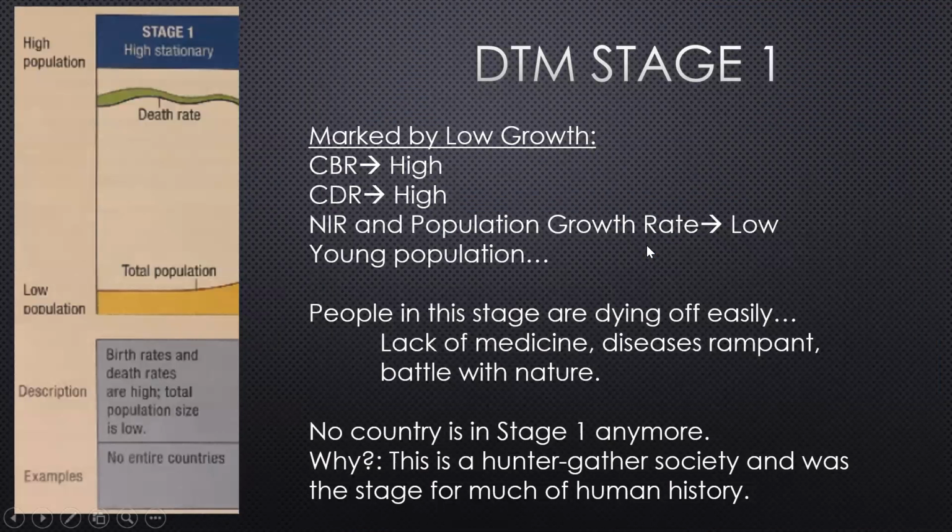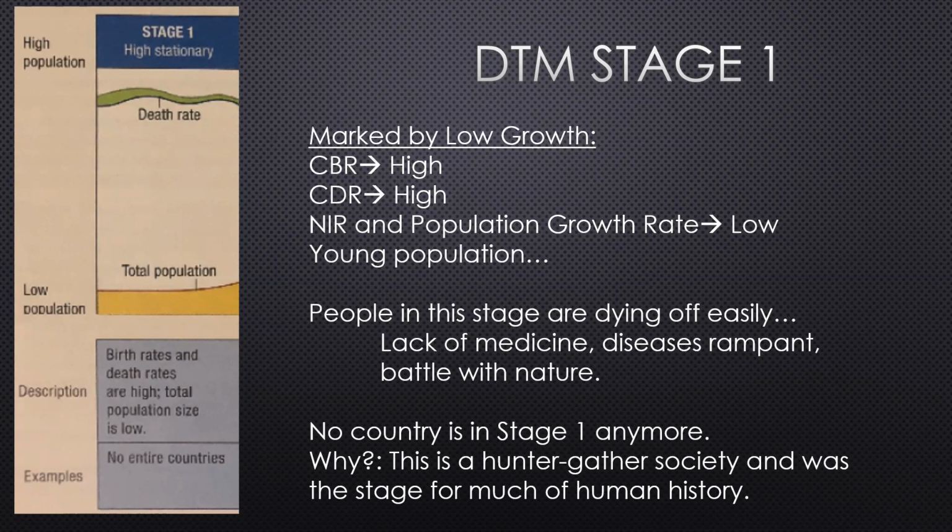DTM stage 1. This stage is marked by low growth. We can see here that the crude birth rate is pretty high, the crude death rate is high, and the NIR, natural increase rate, and population growth are pretty low. The reason why it's low is because the CBR and CDR are canceling each other out. Not much growth, so it means that there's a young population.